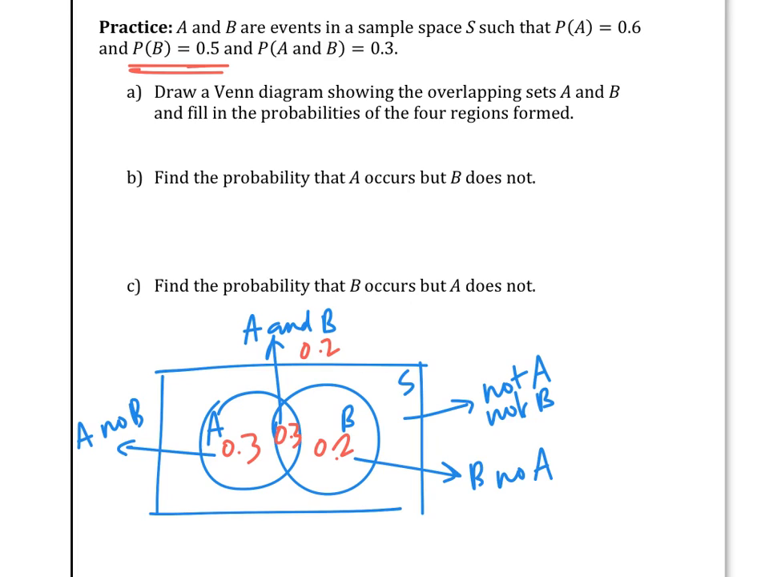So now let's go ahead and answer the questions. First, draw a Venn diagram. B, find the probability that A occurs but B does not. The probability that A occurs but B does not is 0.3. And then find the probability that B occurs but A does not, that's 0.2.